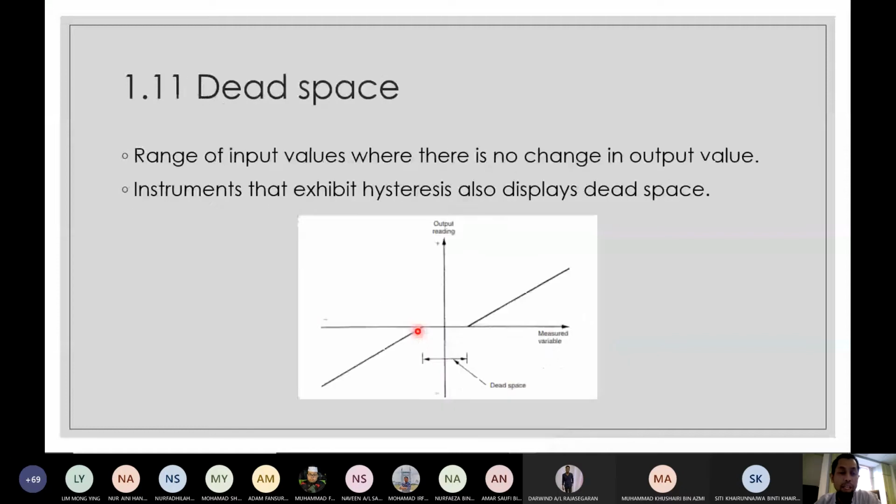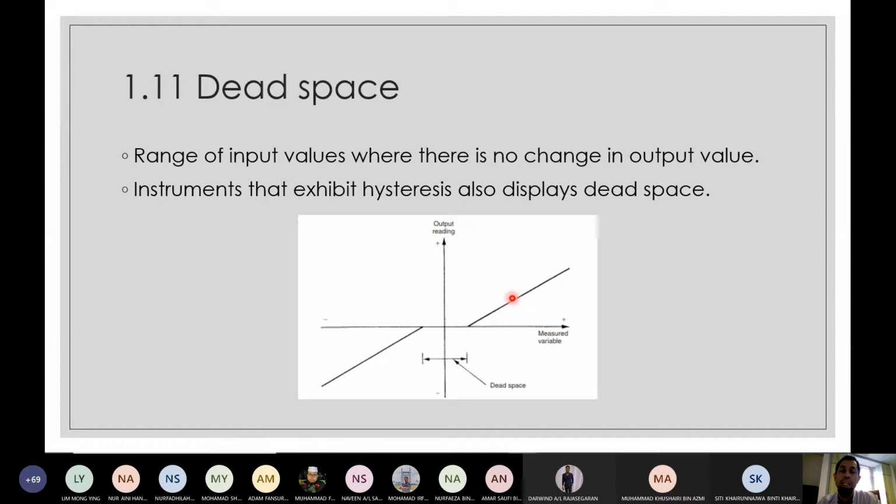And then the final point is dead space. Dead space is the range in between where there is no change in output value. Like the example in the figure here, when you start to measure, it reaches a certain value, but suddenly at this point here, it loses the reading. There is no change. Even if you increase the value, the reading will still be the same. Only after a certain point does it start to increase again.